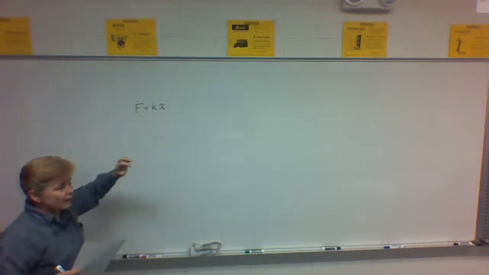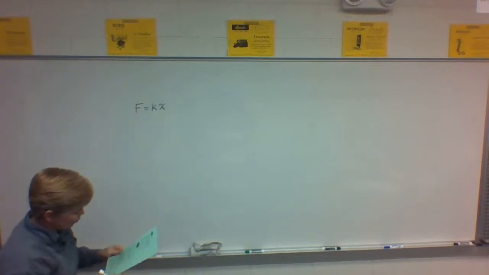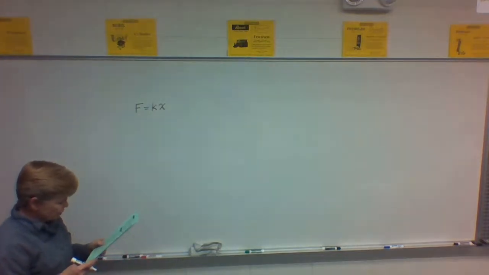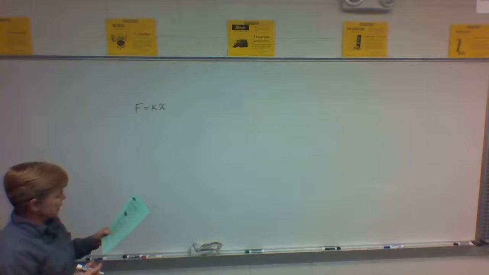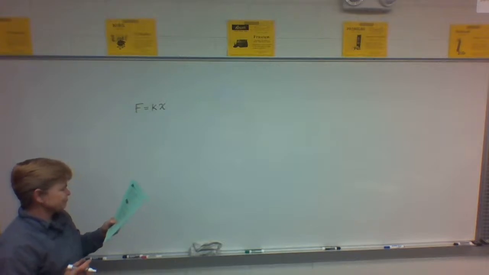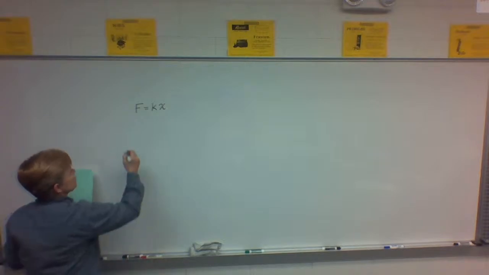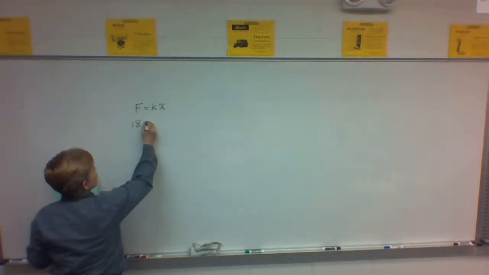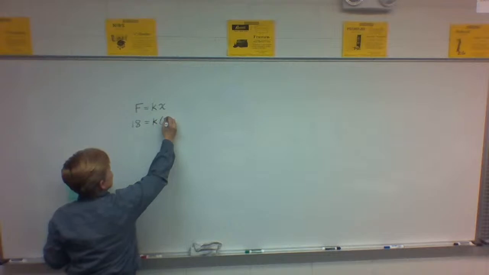So if you know Hooke's law and you know what these things represent, then this is how the words are going to be phrased. It says, a certain spring obeys Hooke's law and requires a force of 18 newtons to stretch it 10 centimeters beyond its natural length. 18 newtons is force. 10 centimeters is the distance beyond its natural length.